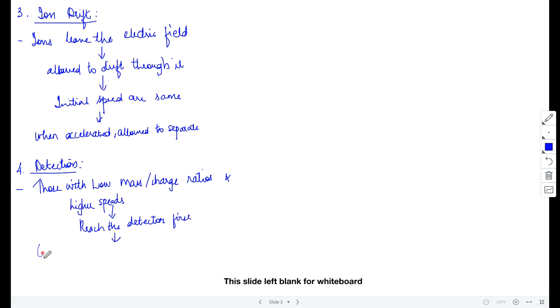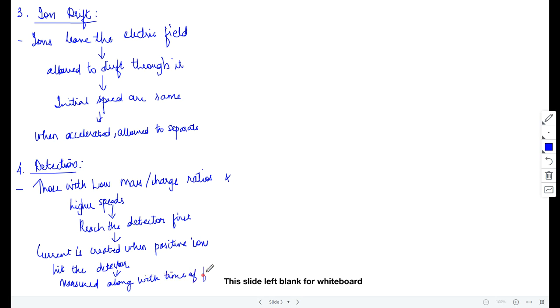What is happening? A current is created when positive ions hit the detector, and then it is measured along with time of flight.